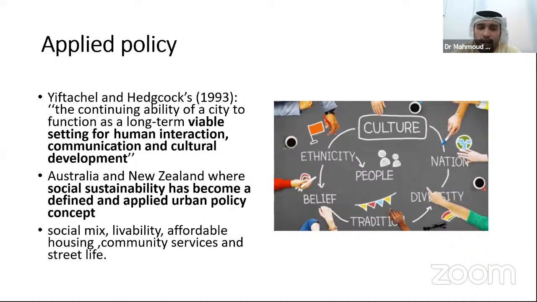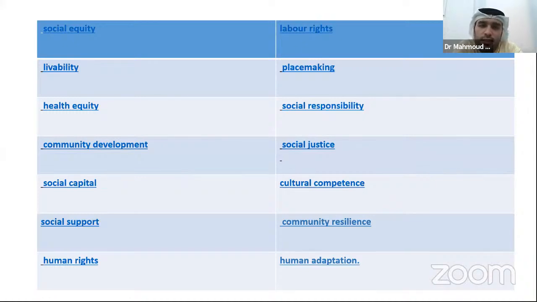A lot of countries, like Australia and New Zealand, have made social sustainability an applied urban policy concept by focusing on having the right social mix, livability, affordability, community services, and street life. The most important thing is to have the right setting and the right context for human interaction, communication, and cultural development. There are so many areas of social sustainability. It's about social equity, livability, health equity, community development, social capital support, human rights, placemaking, social responsibility, social justice, and so on. So there are several elements to social sustainability.